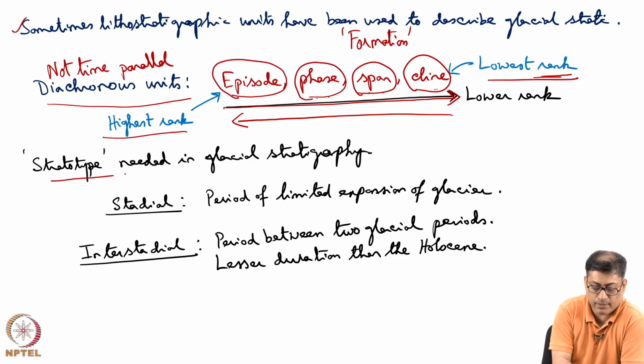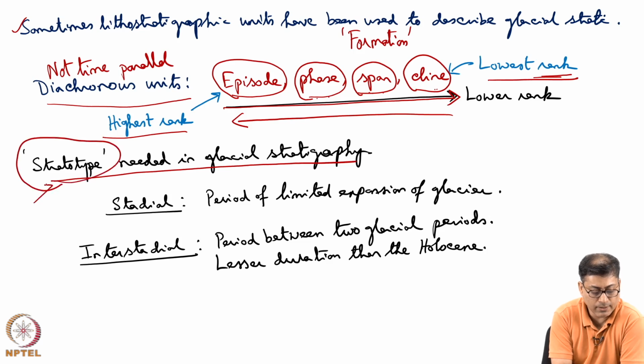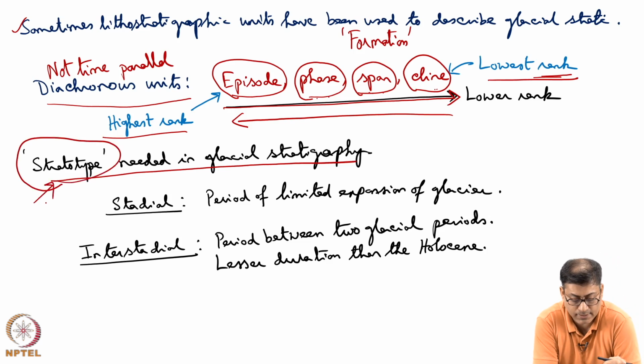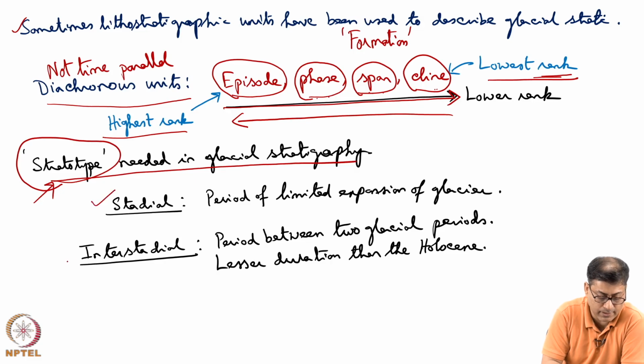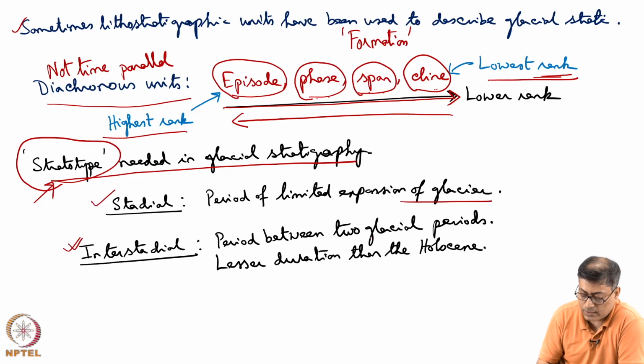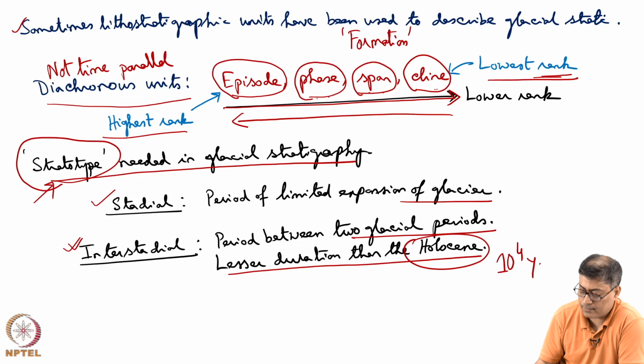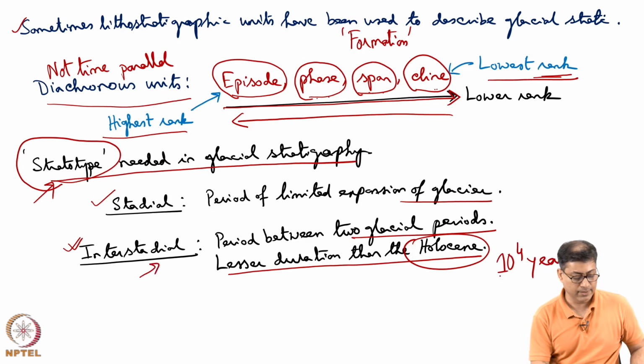Stratotype is required in glacial stratigraphy. A type location along with other details should be presented while doing glacial stratigraphy. The same principle we also follow in lithostratigraphy and biostratigraphy. Two terms are important. We have to understand stadial and interstadial. Stadial is the period of limited expansion of glaciers. Interstadial is the period between two glacial periods, and they are of lesser duration than the Holocene. The duration of the Holocene is 10,000 years. So, the interstadial is of lesser duration than 10,000 years.